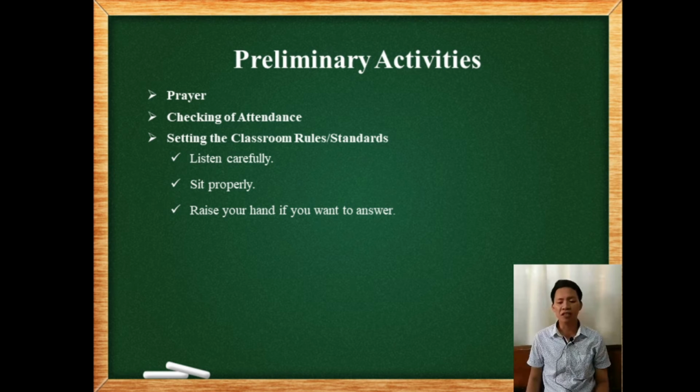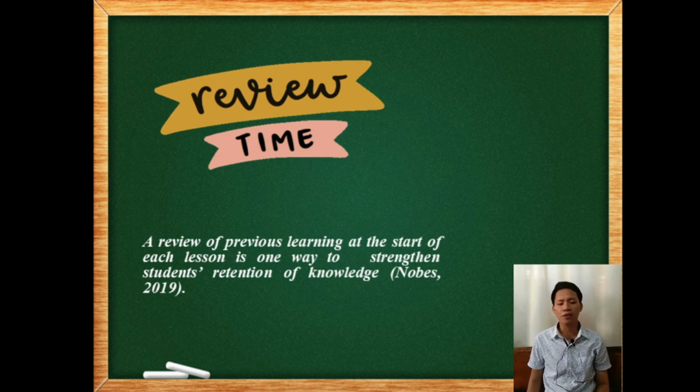Now, the preliminary activities are prayer, checking of attendance, and setting of the classroom rules. After the setting of the classroom rules or standard, review comes. In this part, the teacher will check if the previous lesson is understood by the students. The students will be asked this question: what was our last discussion all about?